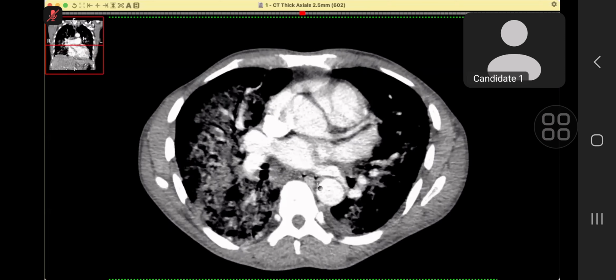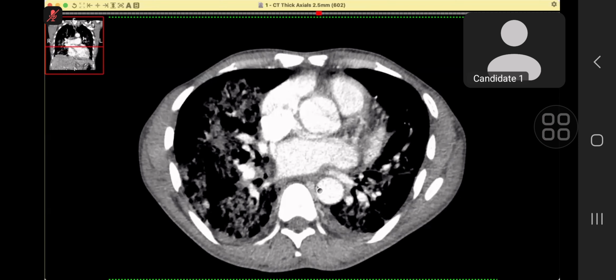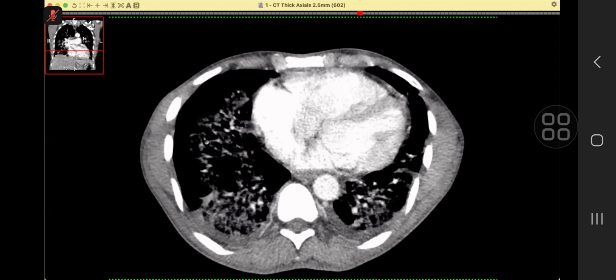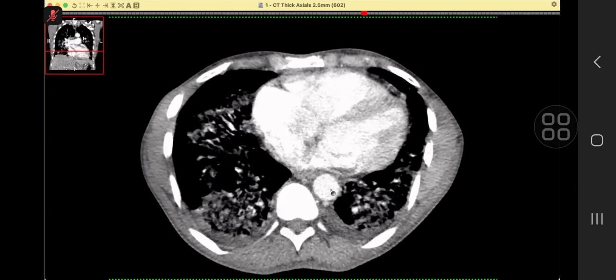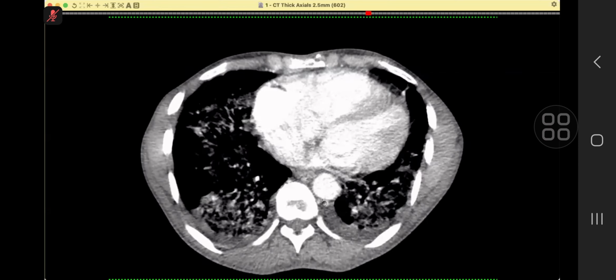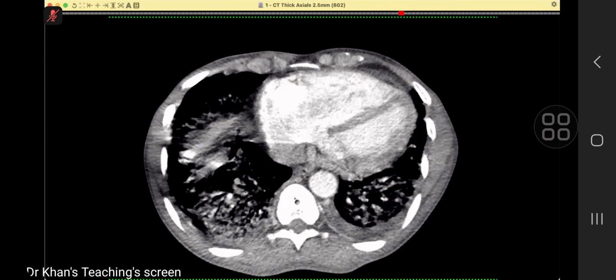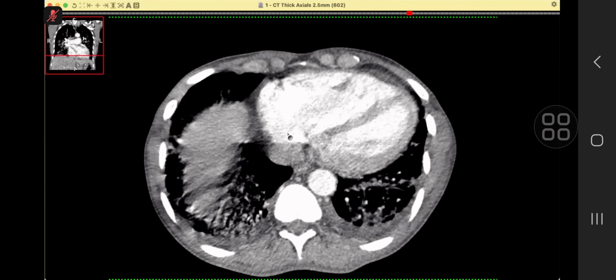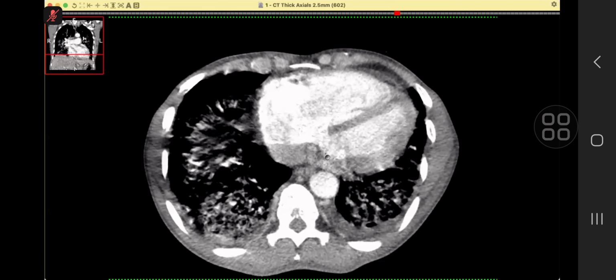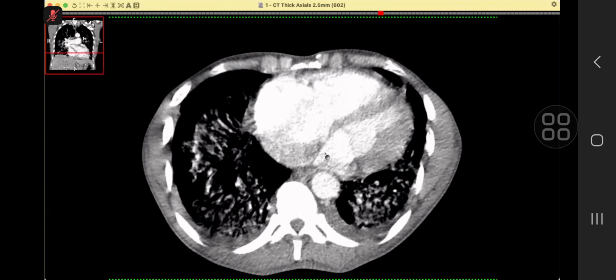In this mediastinal window, the significant finding is prominence of the pulmonary trunk and also enlargement of the right atrium. Any other window you want to see? The pulmonary window specifically. Okay, then give me your conclusion.